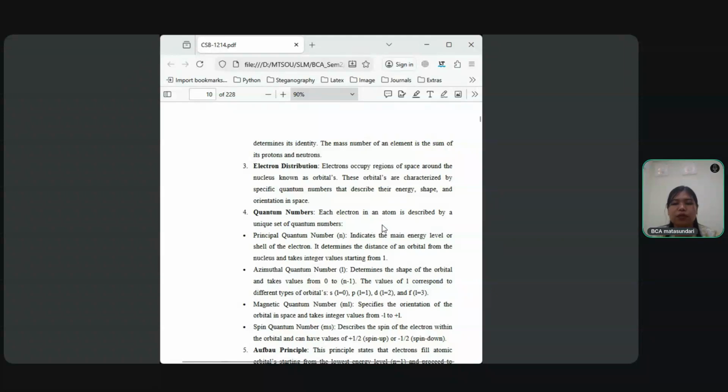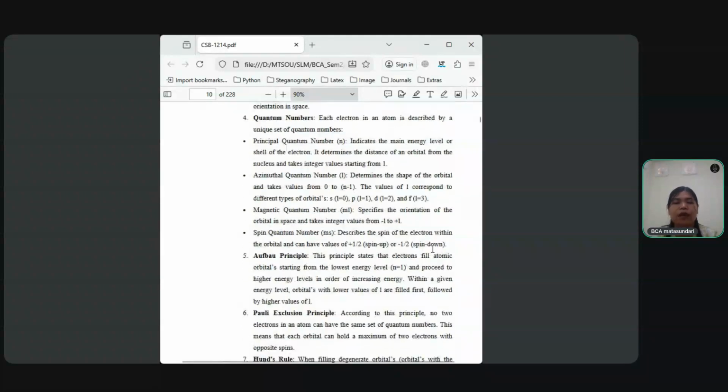Each electron in an atom is described by a unique set of quantum numbers. There is the principal quantum number, denoted as n, which indicates the main energy level shells of the electrons. It determines the distance of an orbital from the nucleus and takes integer values starting from 1.